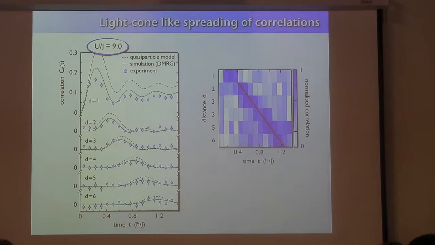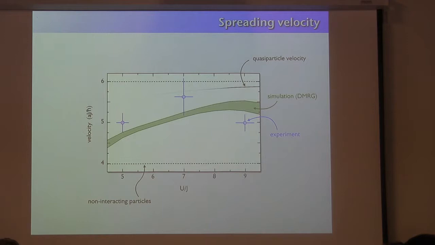Okay, and how fast are these correlations spreading? If we look at the relative velocity of these hole and doublon, we see that it approaches 6 Ja over h bar. So why is it 6 Ja over h bar? Do you understand why 6? Didn't we say the maximum velocity of particles ballistically spreading in the lattice is 2 Ja? Why is it 6 Ja over h bar?